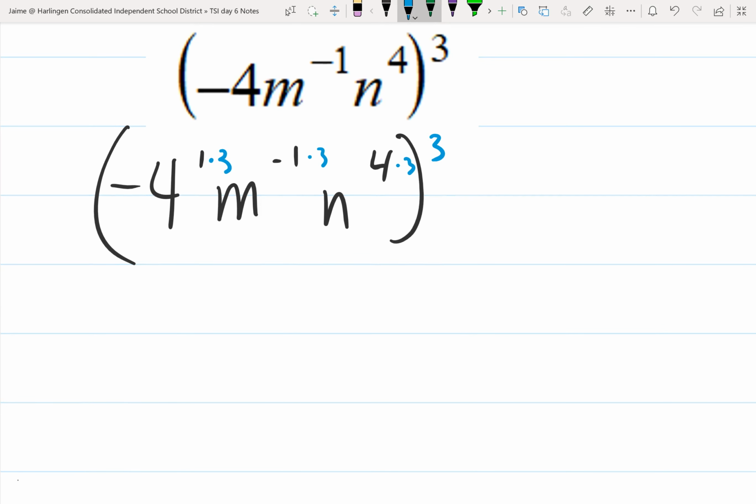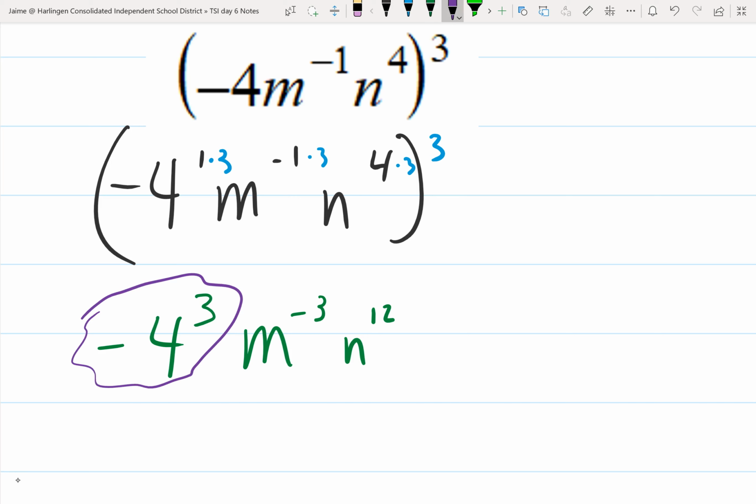So negative 4 to the 1 times 3, that's 3. M to the negative 1 times 3, that is negative 3. And then 4 times 3 here for the n will give us 12. A lot of things to fix here. But first we're going to start with this. What does it mean?